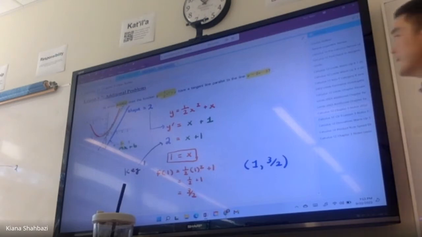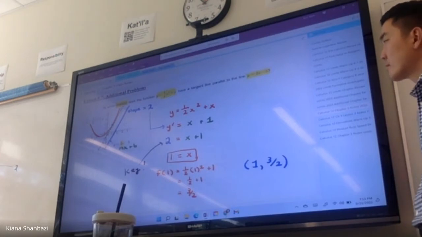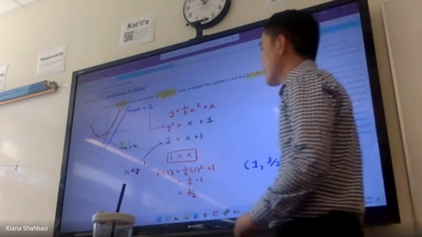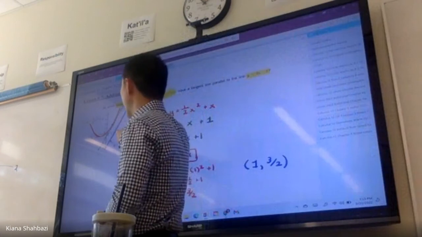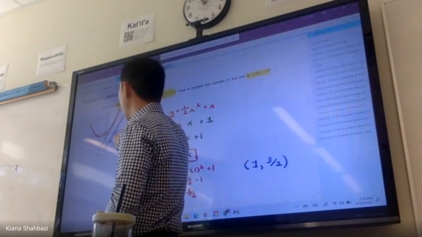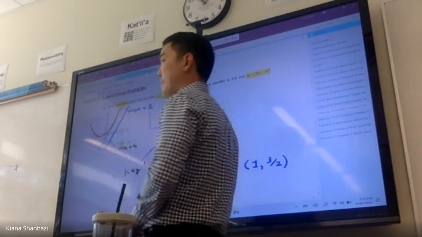Yeah, Nathaniel. I can't help but notice that the x-intercept on the line that's parallel is also at 3/2. Is that just a coincidence? Just a coincidence, yeah.